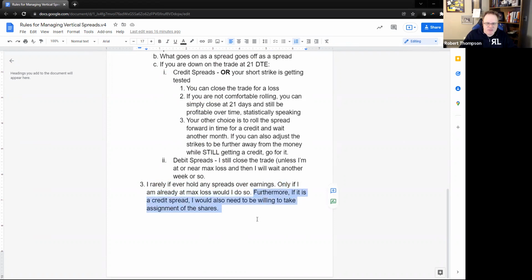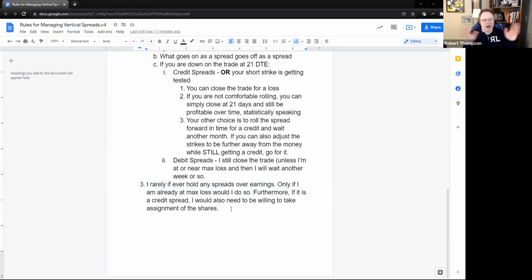And you do need to be potentially willing to take assignment of the shares. I put that in there just for CYA, guys. Okay. If there's an outlier move and there's a massive gap down, there's always a chance that someone's going to close a deep in the money put. But before 21 days, I personally have not experienced that. So that's up to you. But I don't usually hold over earnings.